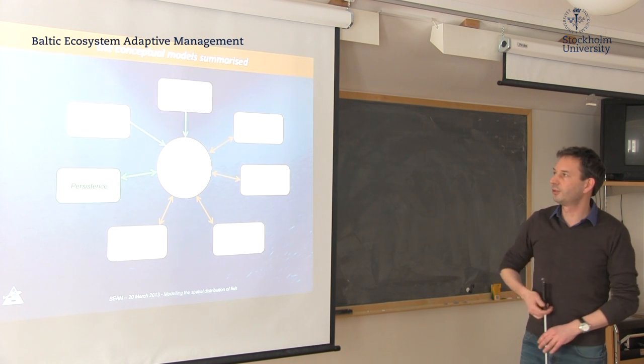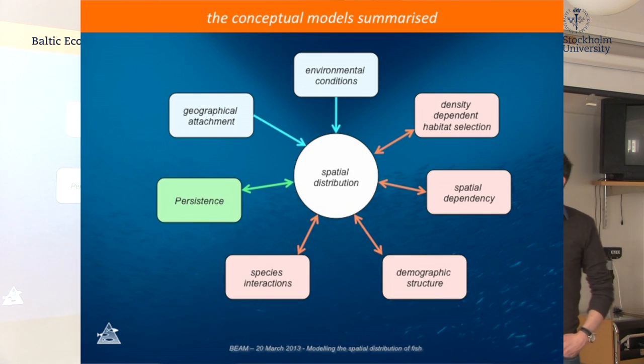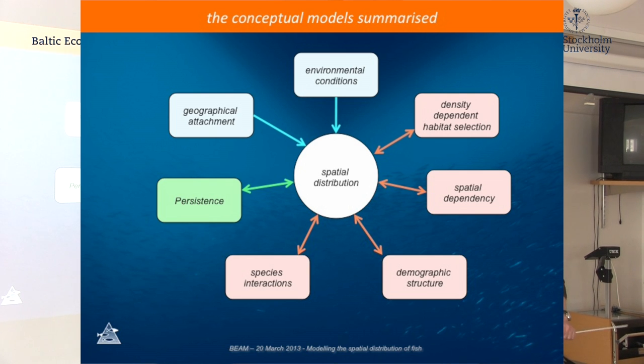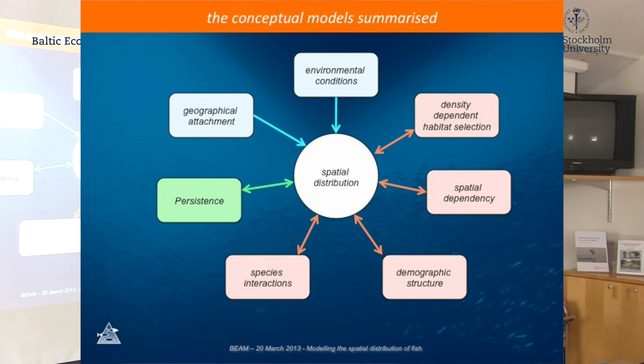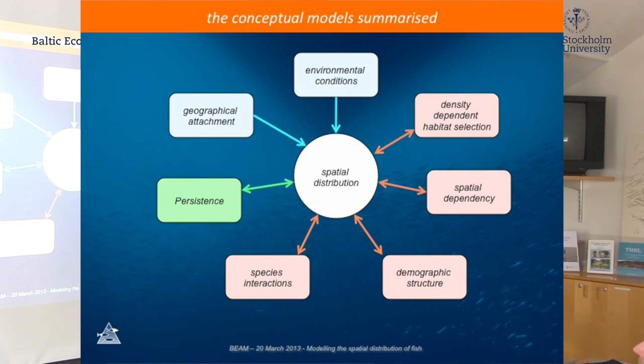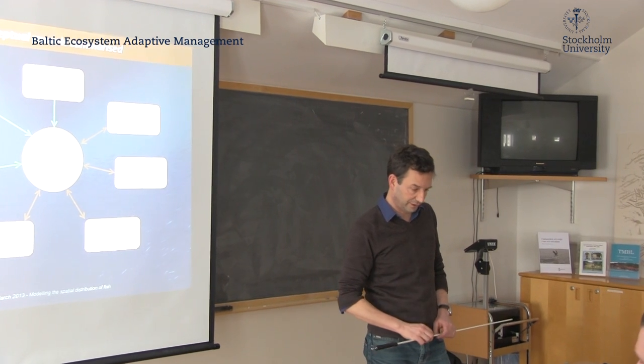So spatial distribution is complex. It's many different things that can come in. And again, they are not exclusive of one another. So when building your model, you have to think, how many of these should I consider? How should I express them? And is there a mathematical formulation that can accommodate these different hypotheses?